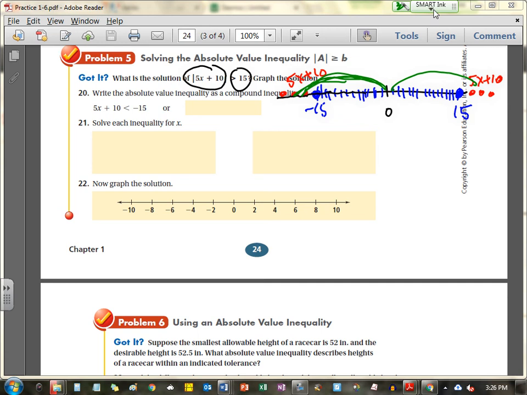Okay, so let's take that to be the honest truth. If that's really the truth, then this statement right here is that 5x plus 10 would be bigger than 15 because it's on the right of 15. On the other hand, if the other one is true, then 5x plus 10 would be to the left of negative 15. So we get two possible statements. 5x plus 10 is smaller than negative 15, or 5x plus 10 is greater than 15 because it's on the right.